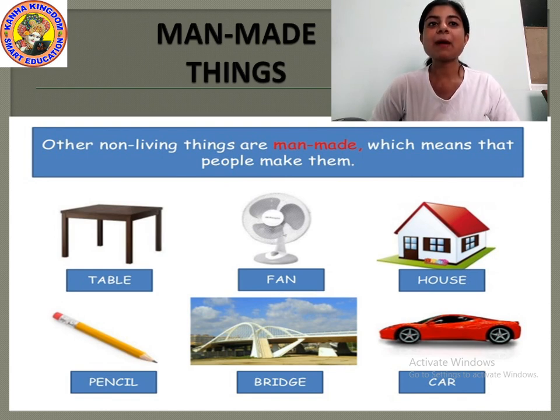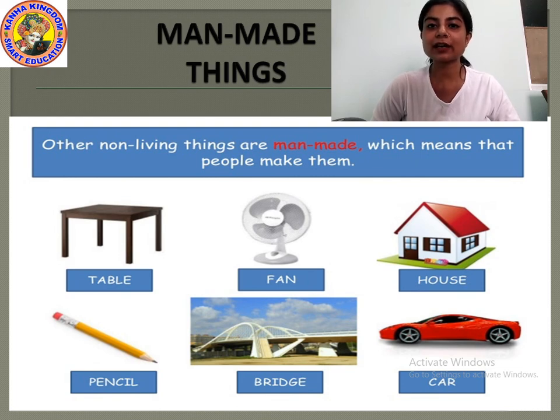People can make a table, people can build a house, people can make a car. People can construct a bridge, people can make a fan, pencil, chair, everything. These are man-made things, but these are non-living things.